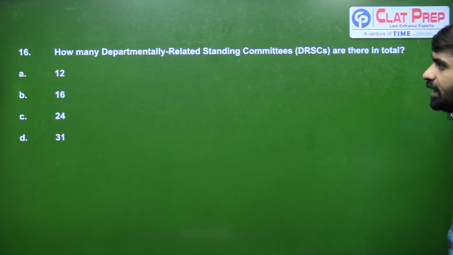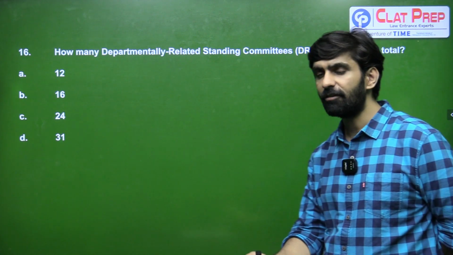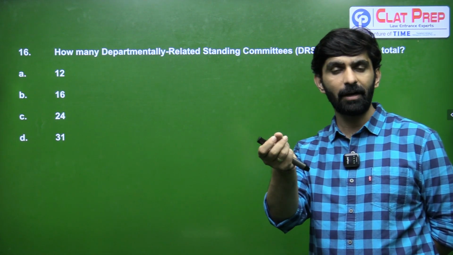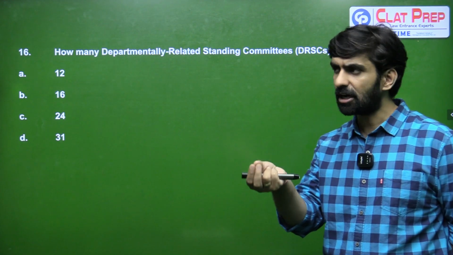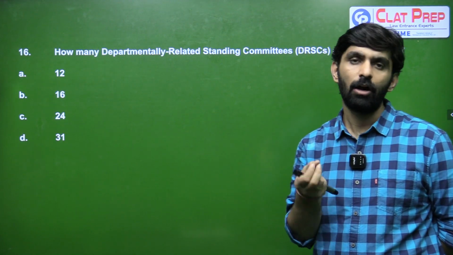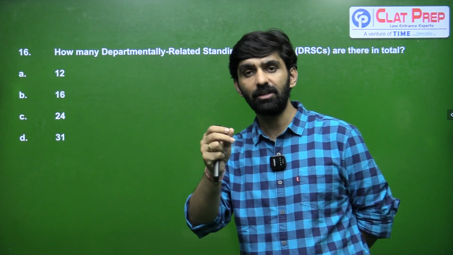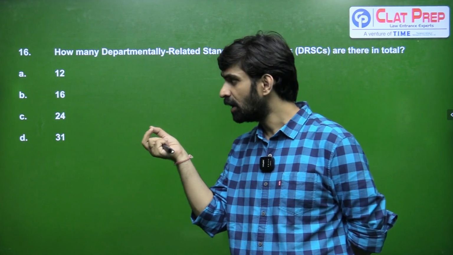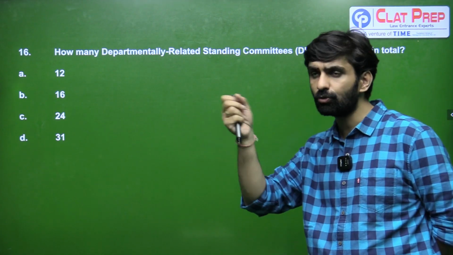Next question is, how many department related standing committees are there in total? Again, we have created certain standing committees. These are permanent committees, and their job is to discuss different bills and different regulations which are being brought up in different subject matters which are of interest to the parliament. And we have 24 such standing committees, which are permanent in nature, and which are there to discuss different proposals in the bills. Okay, so the answer for 16 is going to be C.